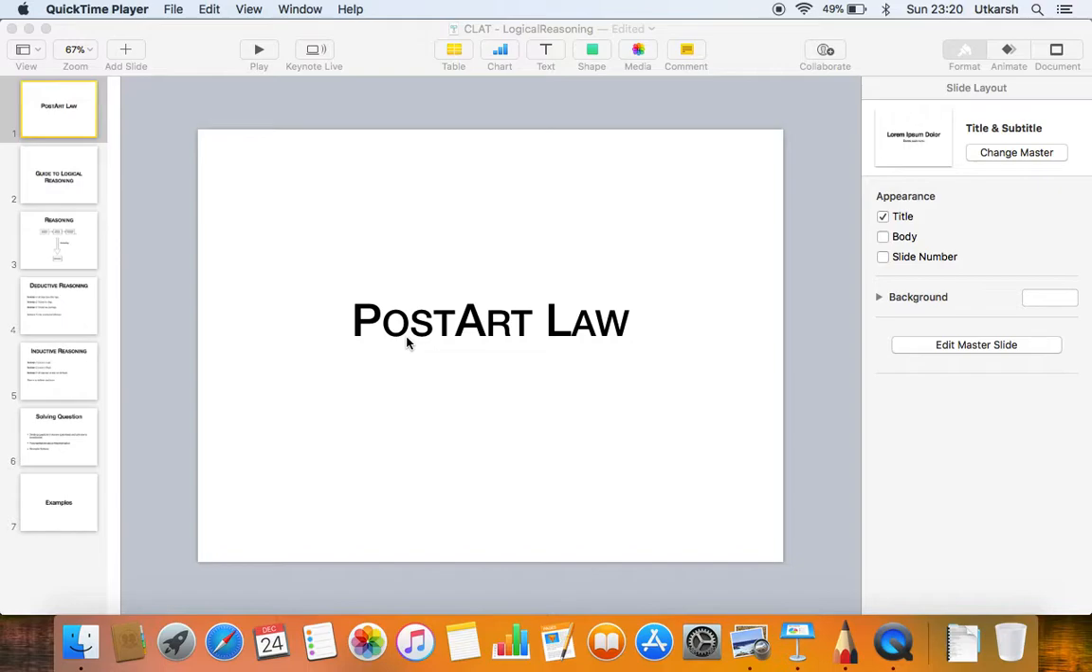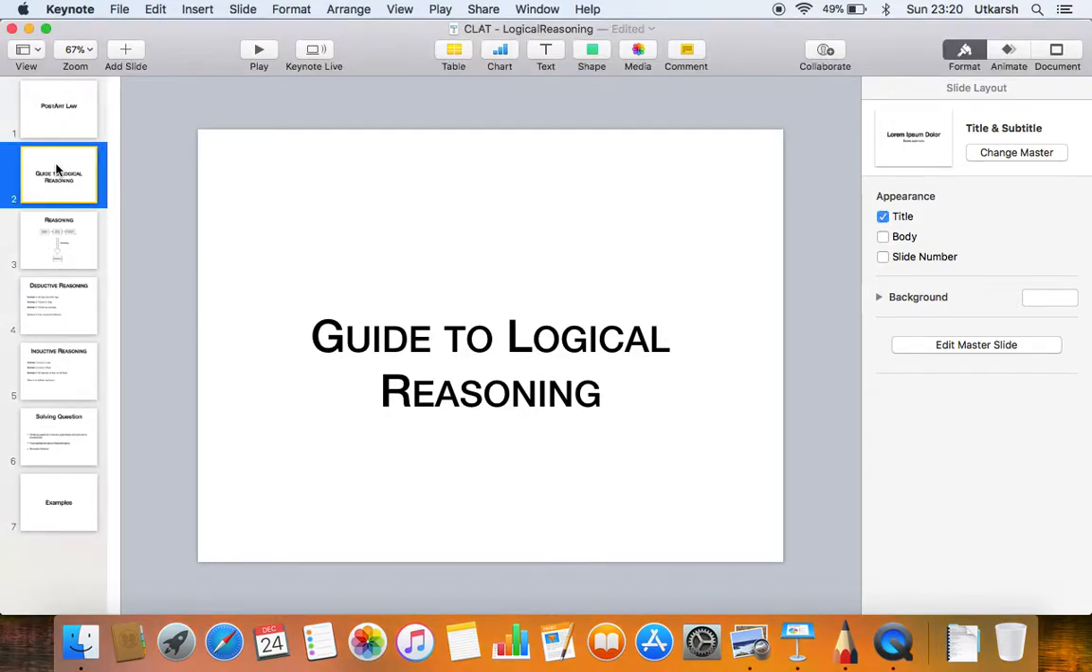These questions just appear to be hard. Once you get some basic concepts correct, you will be able to do them very easily. So let's start with a basic guide to logical reasoning.